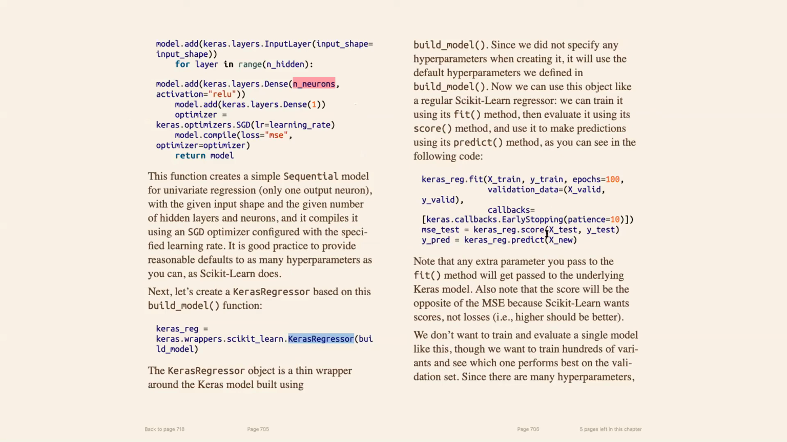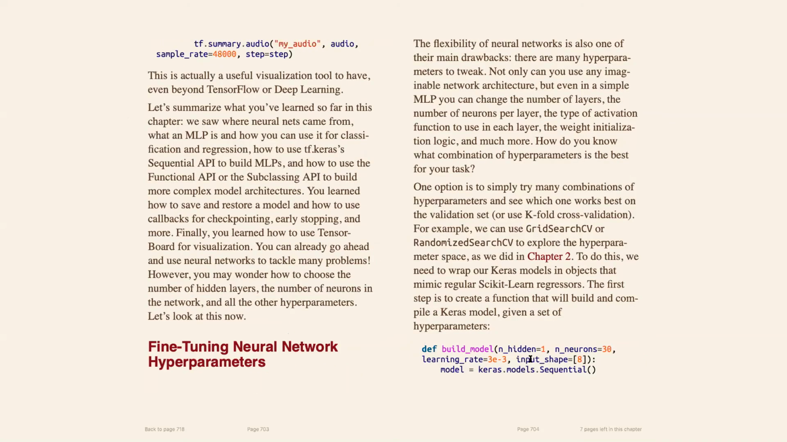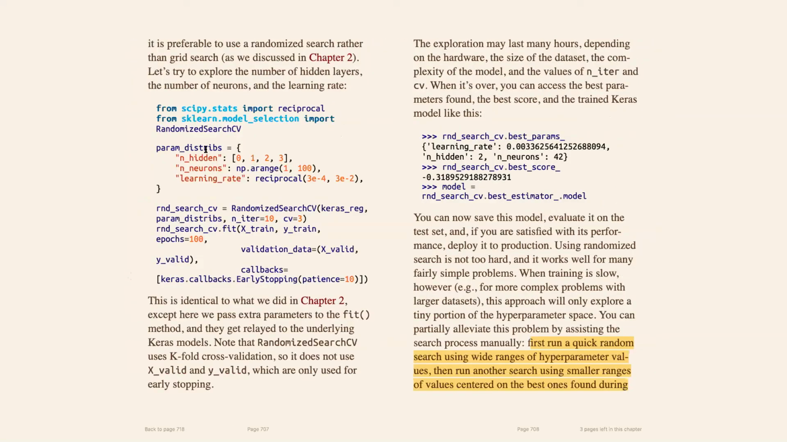Okay. Yeah. So now what he's saying is, because we have built this functional API, which he defined initially, we're going to have this parameter distribution, where we are doing a randomized search. The number of hidden layers could be 0, 1, 2, 3. The number of neurons can go from 1 to 100. And the learning rate goes from 3e-4 to 3e-2. These values get passed. And then obviously we want to run the randomized search with k-fold CV of 3, and 10 iterations.